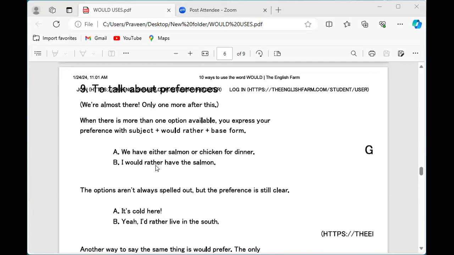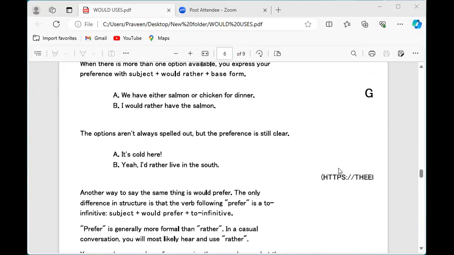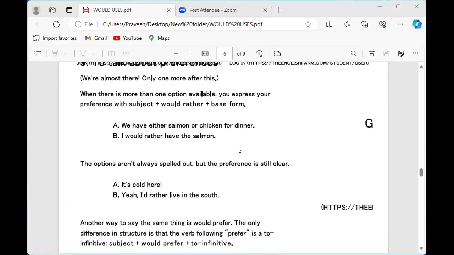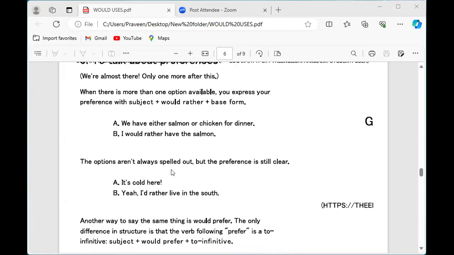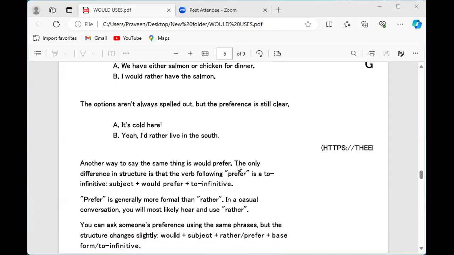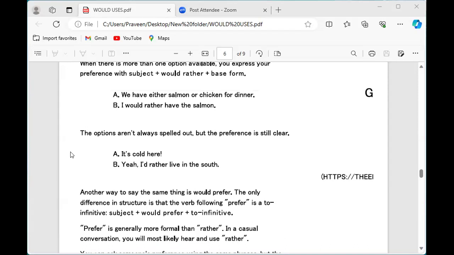This person would like to have this salmon fish, I think. The options are not always spelled out, but the preference is still clear. It's cold here. Yeah, I would rather live in the south. This person prefers to live in the south.